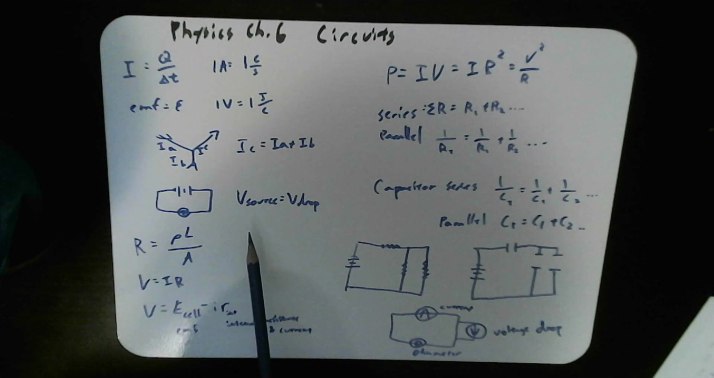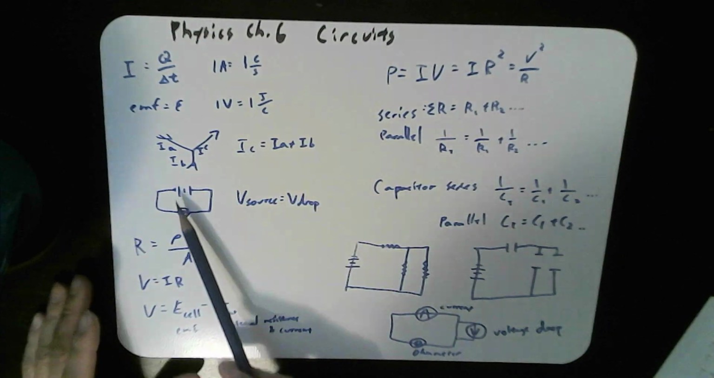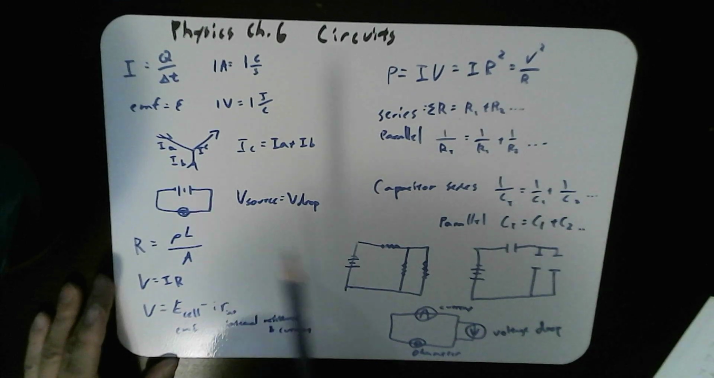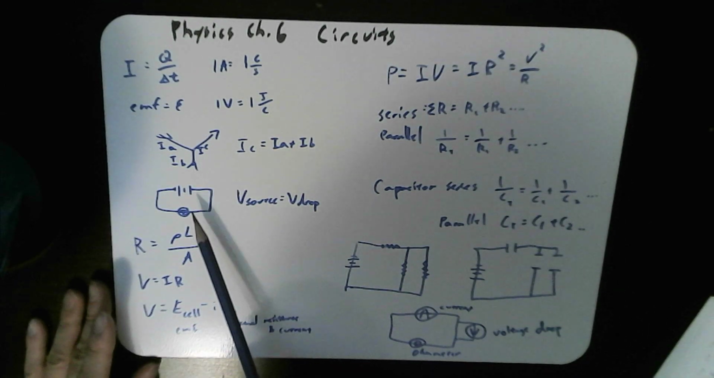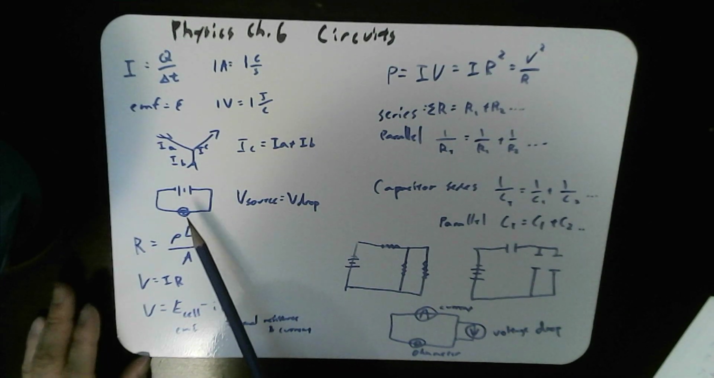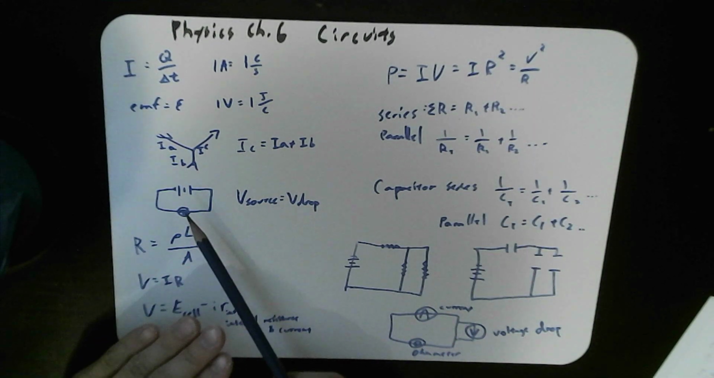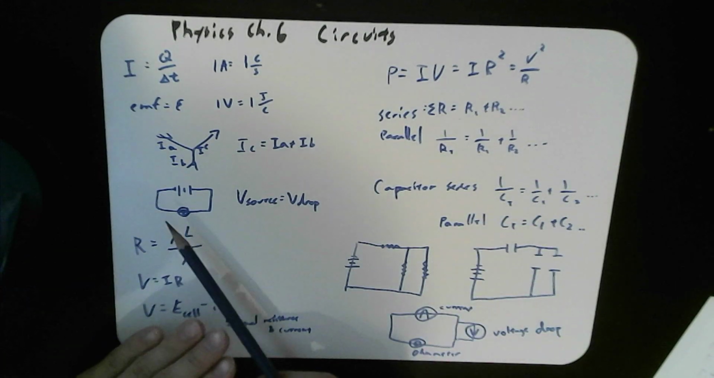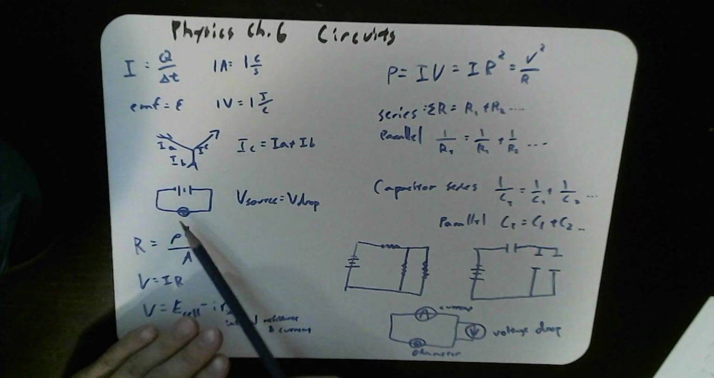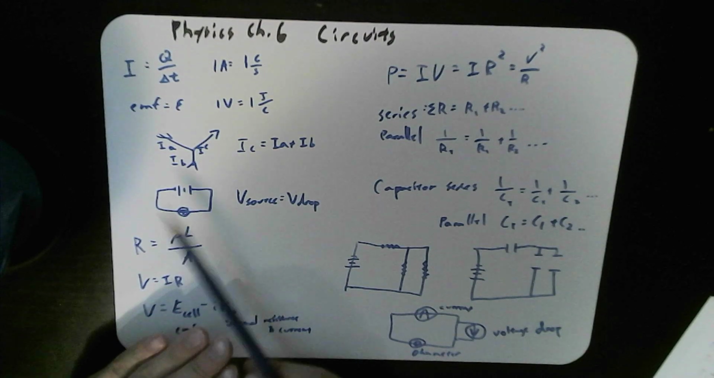We also have the voltage source. The source of the voltage, the battery, must equal the voltage dropped by whatever is used up in the circuit. So if we have a light bulb here, the voltage drop will use up all that voltage being used in the circuit.